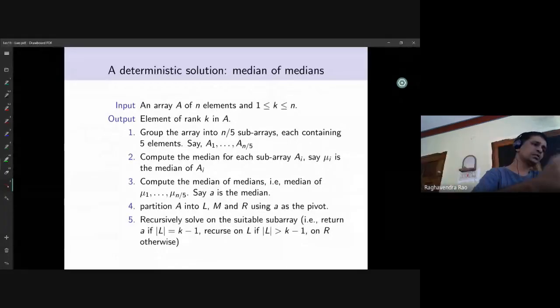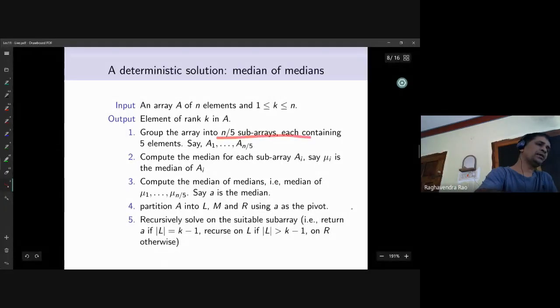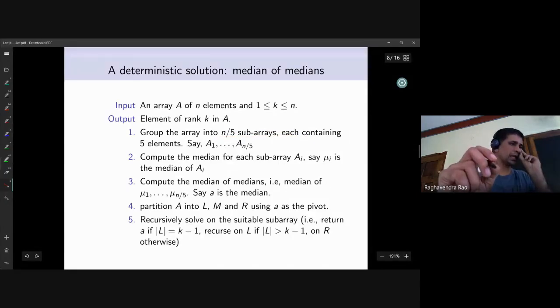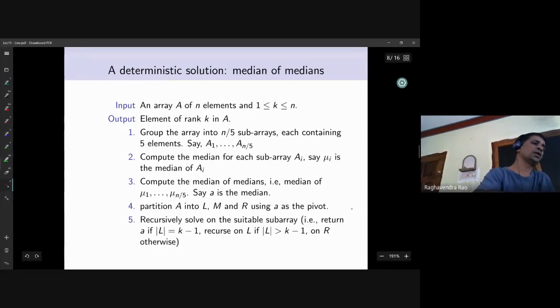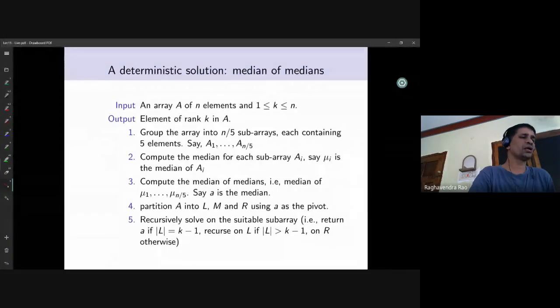So what we do is we divide the array into n by 5 subarrays, each containing 5 elements. That is, the first 5 elements go into A1, the next 5 elements go into A2, and so on. For simplicity, we'll assume that n is divisible by 5, though it's not necessary. The only thing that goes bad is that the last subarray will have less than 5 elements. That's all.